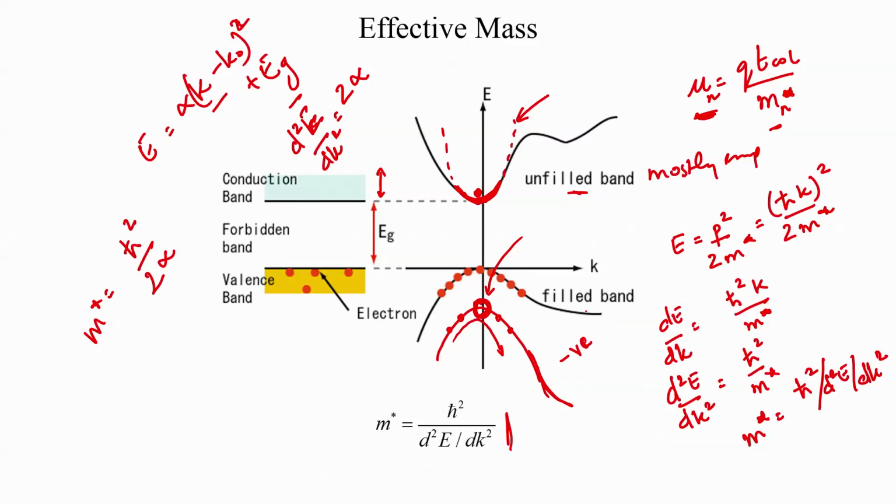of the hole. So, the hole could be imagined to have a positive charge that moves in an opposite direction in response to an applied electric field, or it could be assumed to have a negative mass which is moving in the opposite direction in response to the applied electric field.